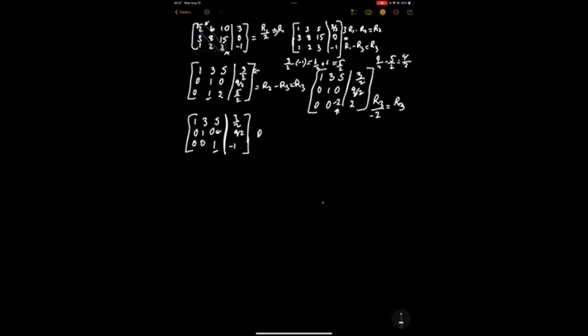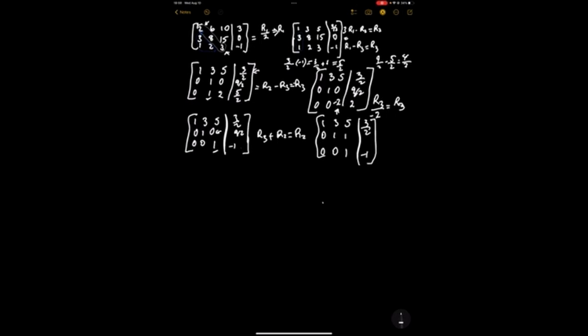Why? Let's see. Row 3 plus row 2 equals the new row 2. What do we get now? Well, we get 1, 3, 5, 3 halves, and we get 0, 0, 1, negative 1. I'm going to leave row 2 by itself because now I'm going to work with row 2. So what do I do now? Row 3, 0 plus row 2, 0 is equal to 0. The second 0, row 3, 0 plus 1 is equal to what? 1. 1 plus 0 is equal to 1.